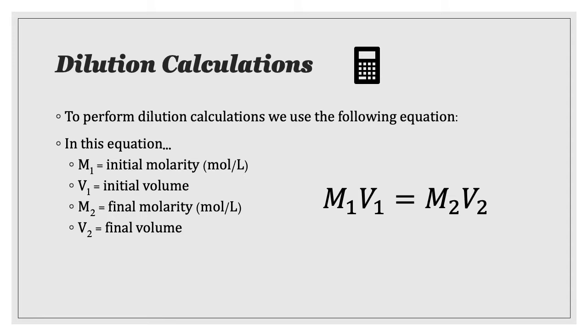When we perform dilution calculations, we're going to use the following equation: M1V1 equals M2V2. M1 is the initial molarity, V1 is the initial volume, M2 is the final molarity, and V2 is the final volume. Occasionally, you may see things other than 1 and 2, for example MS and VS for the stock solution, and MD and VD for the diluted solution. Just keep that in mind if you see those in other places, but we're going to use M1V1, M2V2.